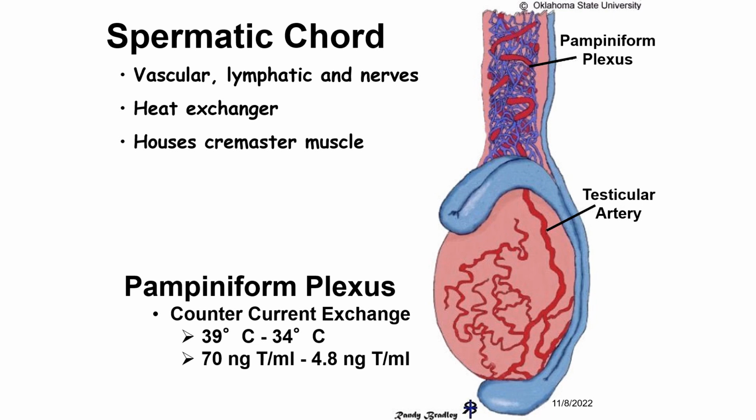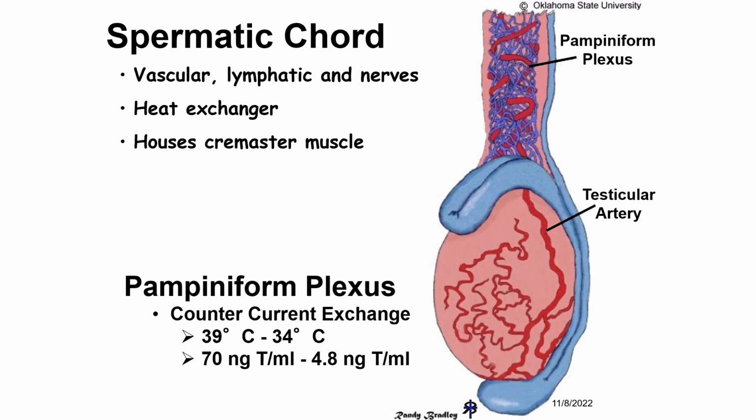So again, the body temperature of the bull is about 39, and that of the testes is lower, 34 degrees centigrade. So it needs a countercurrent exchange mechanism in order for the blood coming into the testes to be cooled before it reaches the testes.